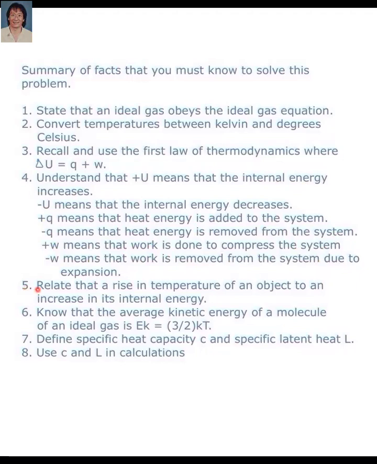Then number 5, you must be able to relate the rise in temperature of an object to an increase in its internal energy. Number 6, know that the average kinetic energy of a molecule of an ideal gas is given by this formula, EK equals 3/2 kT. You must be able to define specific heat capacity and specific latent heat, and you must use c and l in calculations.